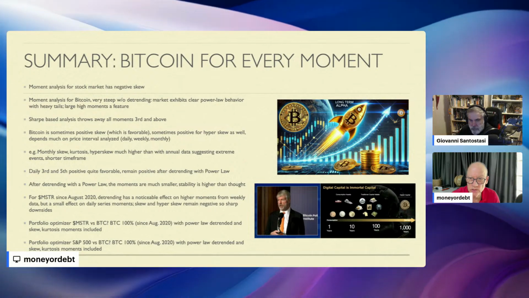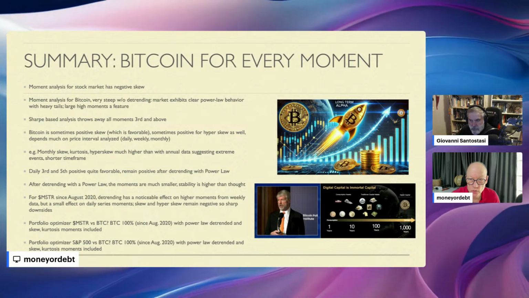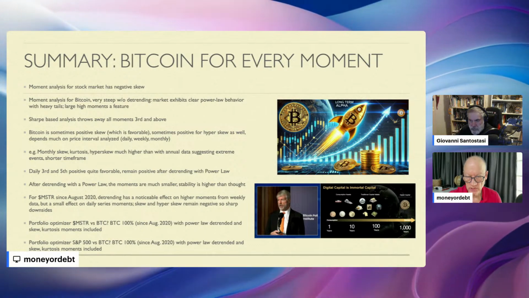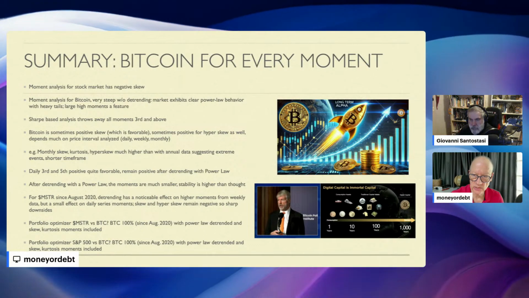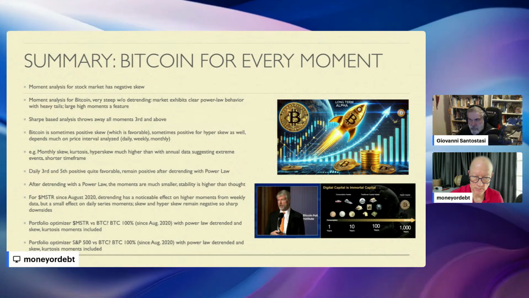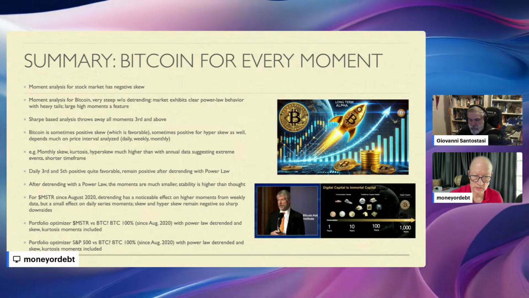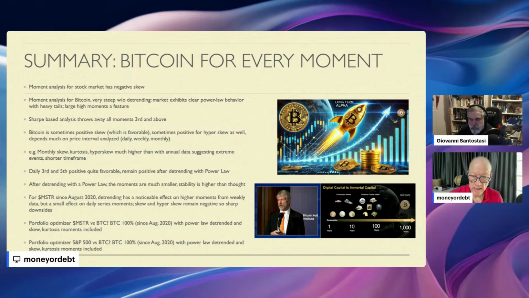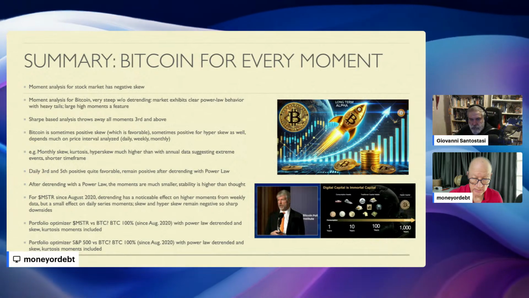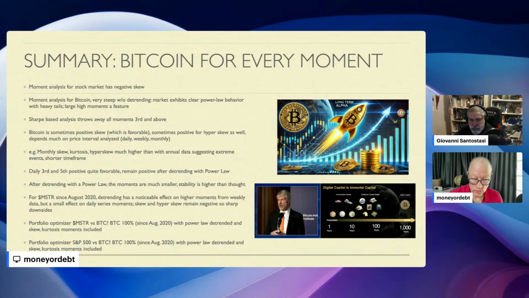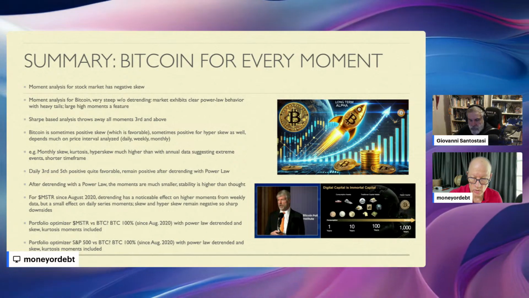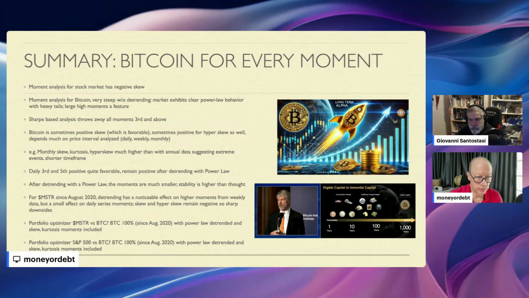moment analysis techniques. For MSTR, since August 2020, detrending has a noticeable effect on the higher moments, but small effect if it's just the daily series. And then running through a portfolio optimizer, MSTR versus Bitcoin, you end up actually with 100% Bitcoin because of the lower risk profile. And not surprisingly, I think to most of this audience, Bitcoin versus the S&P 500. Again, I use since August 2020 because volatility has come down by a factor of 2 or more. You get Bitcoin 100%.